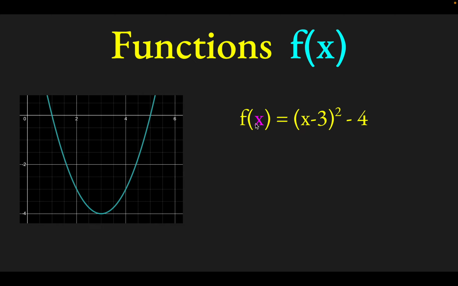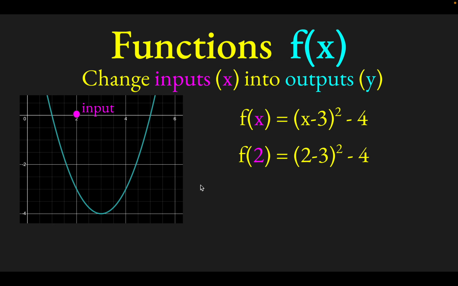So here's a function. f of x is (x minus 3) squared minus 4. And what we could do with this function is, well, let's put an input of 2 into the function. So there's the input of x equals 2. Functions change inputs that are usually the x value into outputs that we typically represent on the vertical axis, or the y value. So if you plug a 2 in for x in this function, you'll get an output that is created at -3.